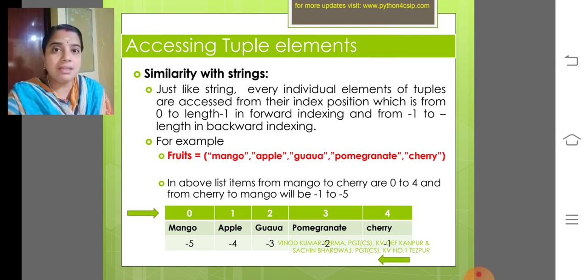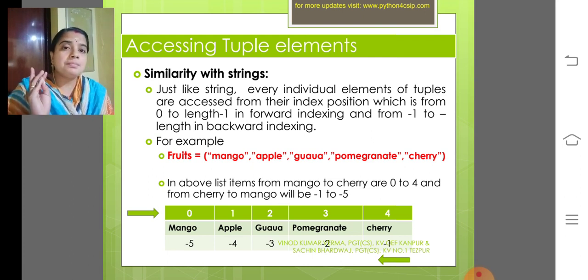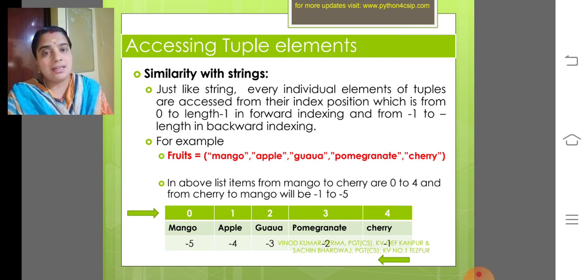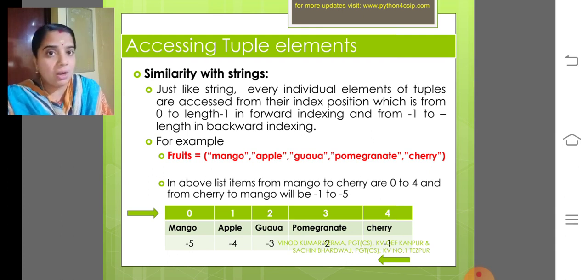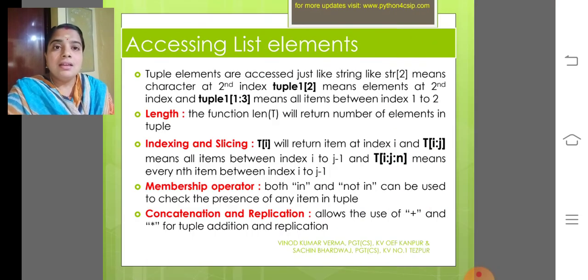All these indexing are similar with the tuple, list and string. All have indexing or the element positions either in the backward direction or in the forward direction. If you studied strings in a proper manner, it will be very easy while we are accessing the elements of a tuple or a list. Here we have the similarities.